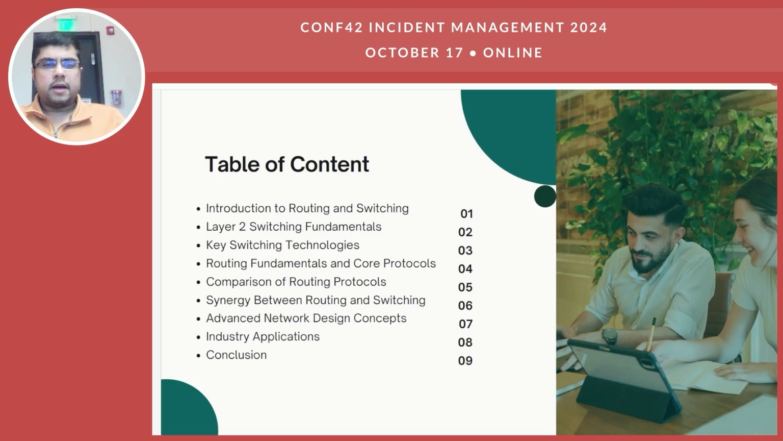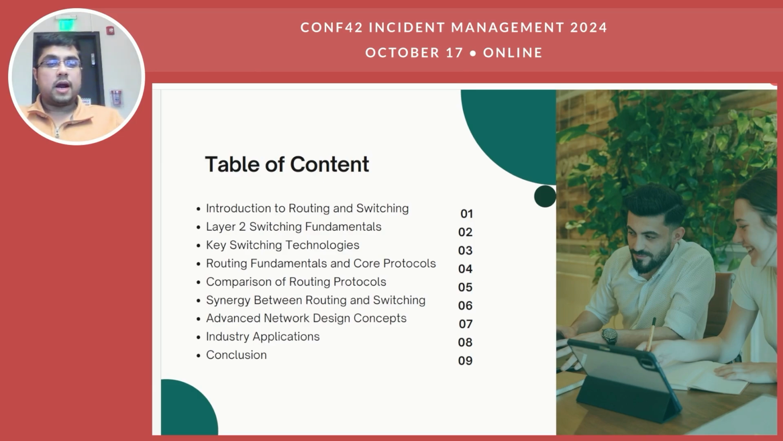Now, let's look at the agenda, the table of contents that I would like to discuss in today's conference. First, the introduction to routing and switching. The second is layer 2 switching and its fundamentals. The third is some of the key technologies that are used in switching. The fourth is routing fundamentals and core protocols. The fifth is the comparison of routing protocols and a list of different types of protocols that are widely used across the industry. And then comes the synergy between routing and switching.